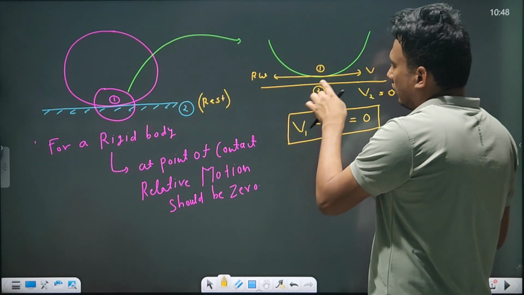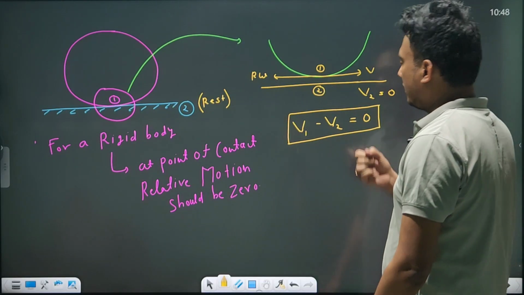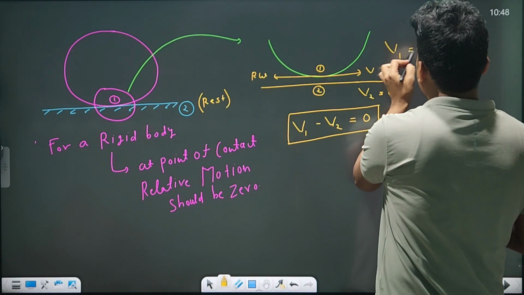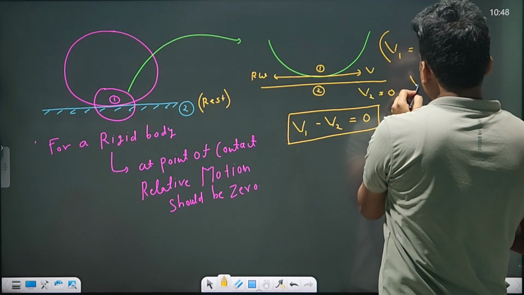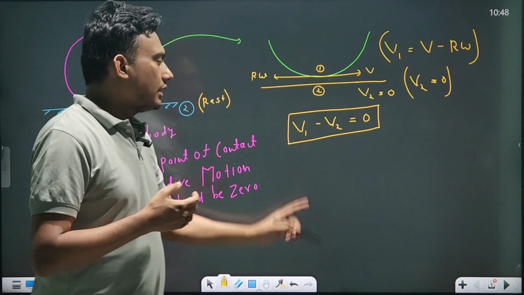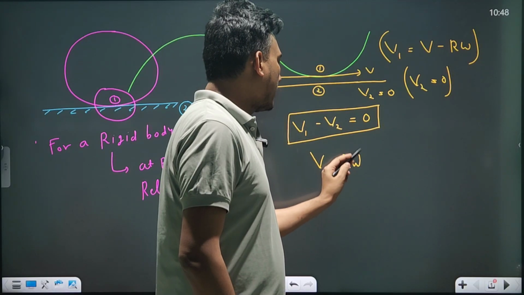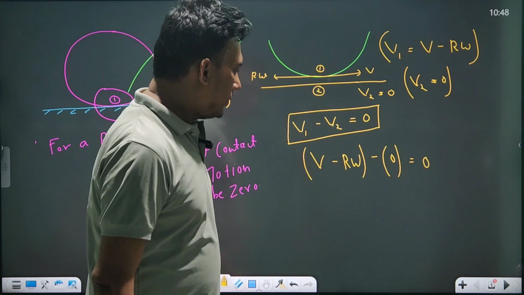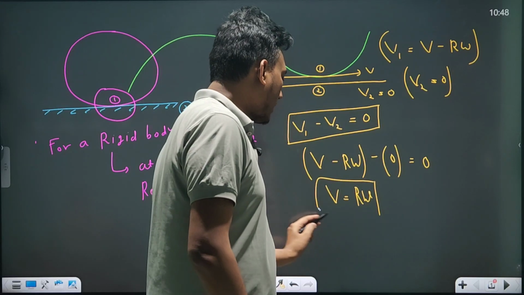V1 is the speed of the wheel and V2 is the speed of the platform. So V1 minus V2 equals 0. We can apply this. Point 1 has a net speed V1 equal to V minus R omega, and V2 is already given as 0 because the platform is at rest. Applying the condition, V minus R omega minus V2, which is 0, equals 0. So we see that V equals R omega.